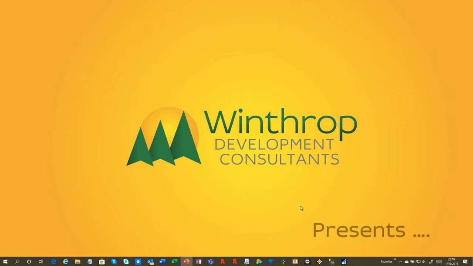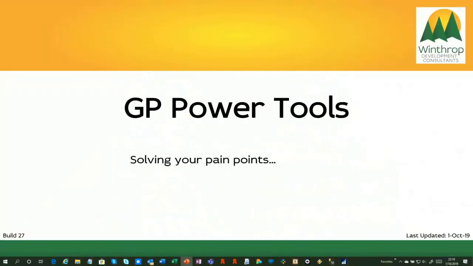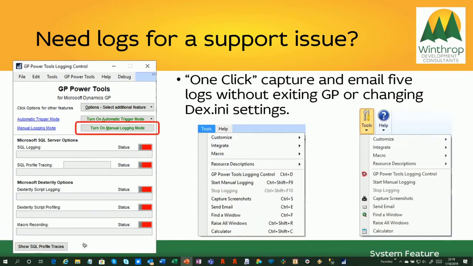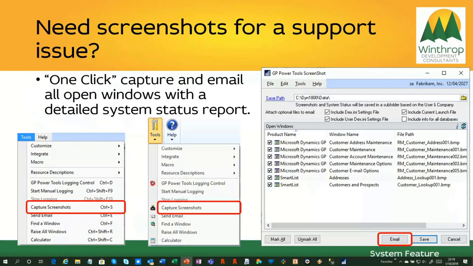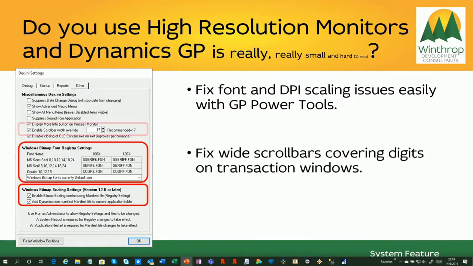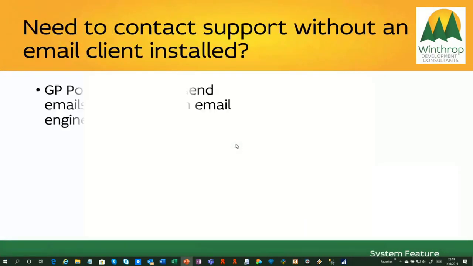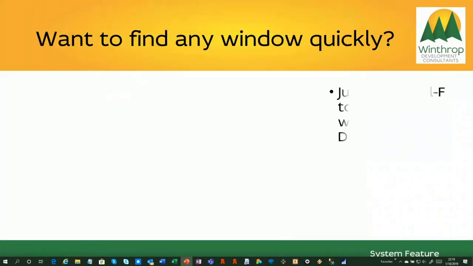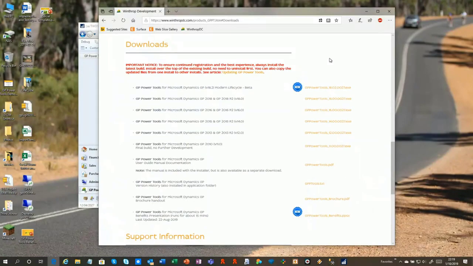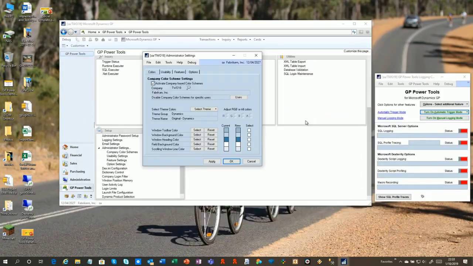Okay, so it starts off. This is actually the presentation that we use when we're at conferences, but it takes you through Power Tools and how it solves your pain points. So it tells you, you need logs, this is how you can do it. You need screenshots, this is how you can do it. If you've got really high resolution screens and you've got tiny fonts, this is how you fix it. It just goes through and shows you all the different things that can go wrong. Emailing from support. It takes about 15 minutes to run, but shows you a quick summary of what's in Power Tools. It's not everything, but if you go through that list and you can't find something in there that you want, I'll be very surprised.